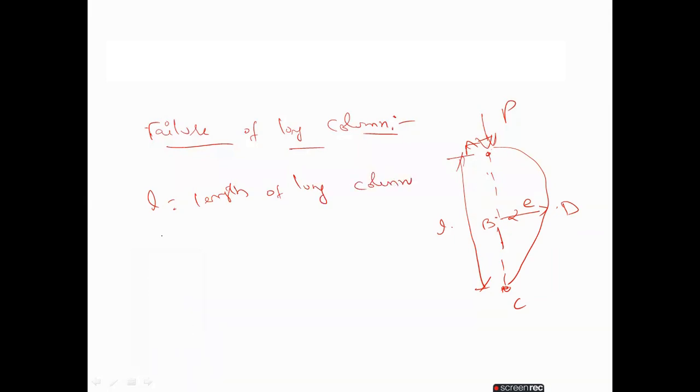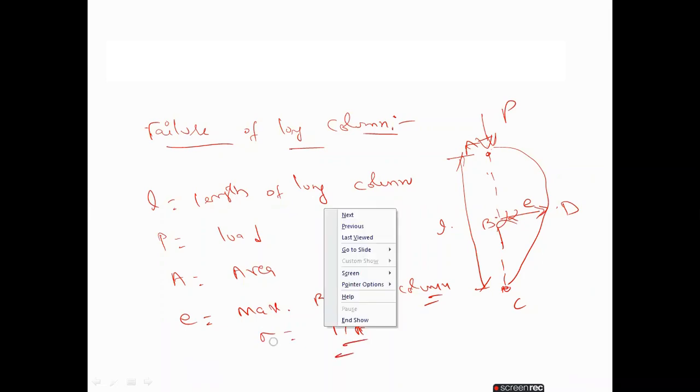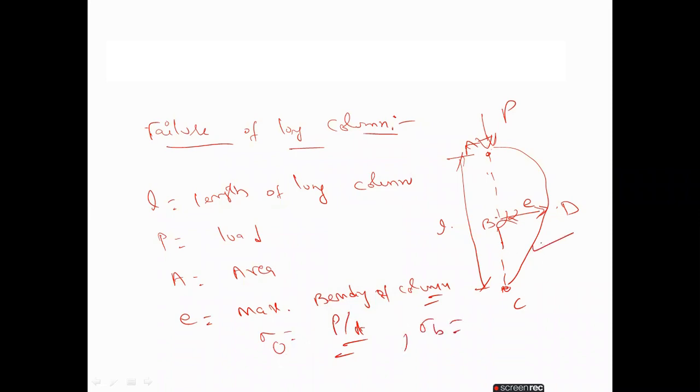Here if you observe, L equals the length of the long column, P is the load, A is the area, E is the maximum bending of the column at the center. Sigma equals load by area. So sigma naught is the load by area, and sigma B is the stress due to this bending. At the center of the column, the stress will be P into E by Z. Here Z we know already, that is the section modulus about the axis of bending.